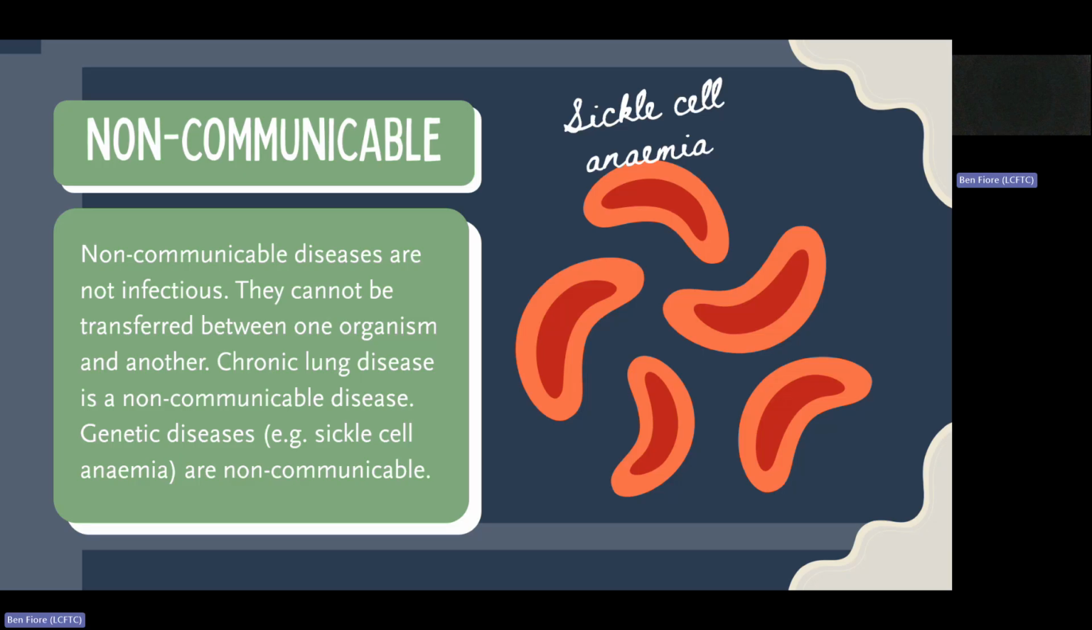Things like chronic lung disease, if you have a genetic predisposition to COPD, you can't transfer that COPD to somebody else. Now, say you're 5 people working in a coal mine, you may all develop COPD, but that's environmental exposure, not necessarily transference of the disease from person to person. Okay. Any questions, comments? All right.